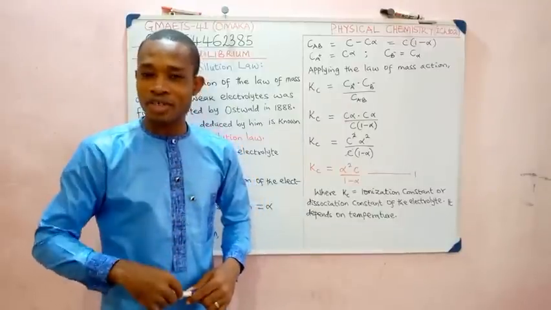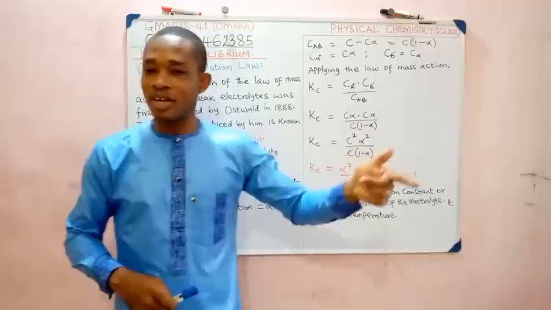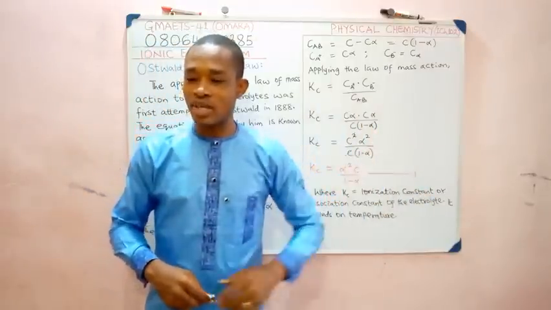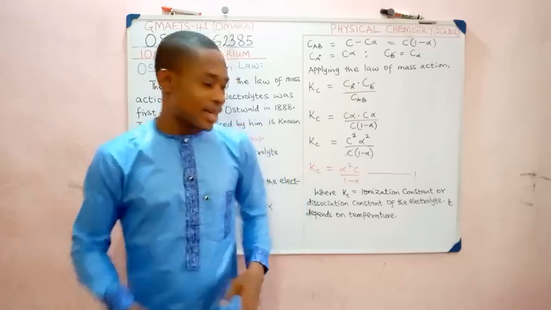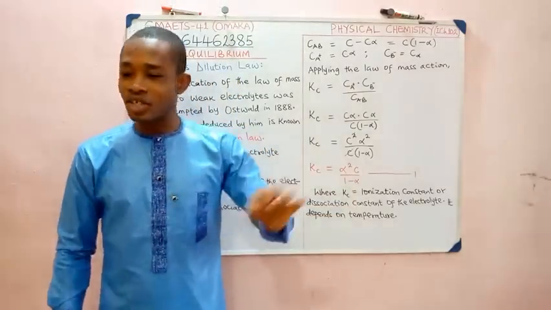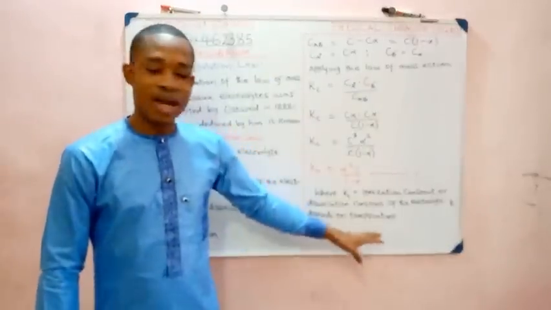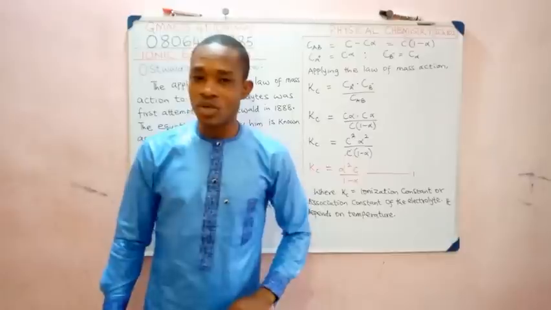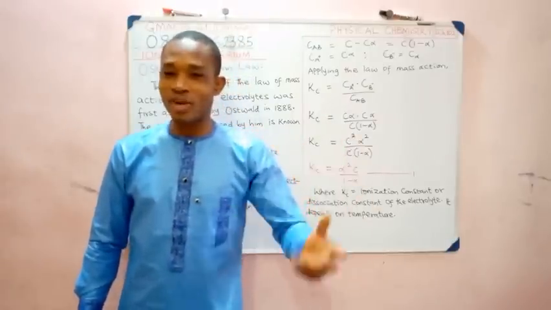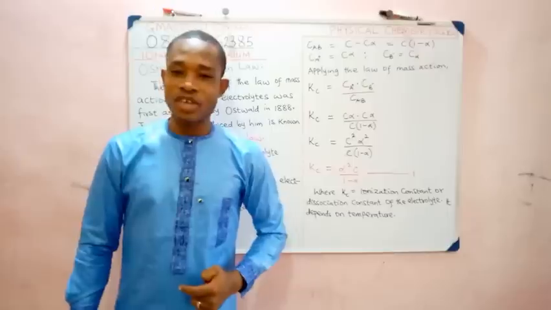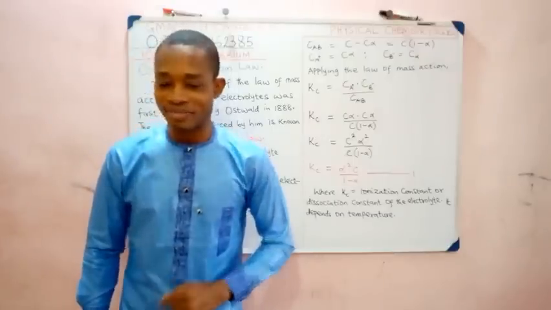1 minus alpha. So this equation is very, very important. It is a corollary to that equation you saw for Kc in terms of concentration when we dealt with chemical equilibrium. Kc here is known as the ionization constant or dissociation constant for the electrolyte. And it depends on temperature, so it's constant at constant temperature, and when temperature changes, its value will also change. In the next video, we are going to derive the Ostwald dilution law.